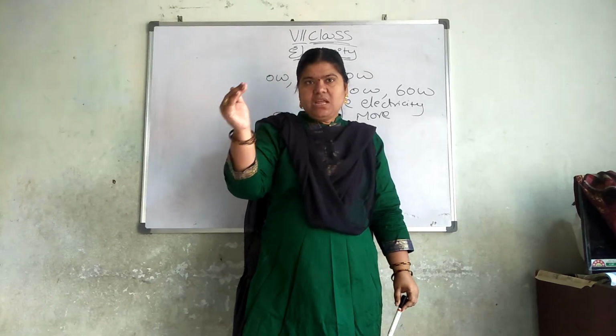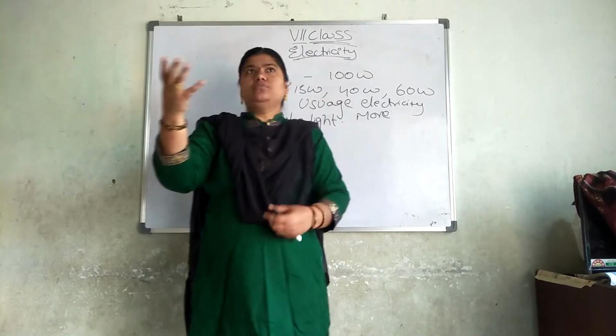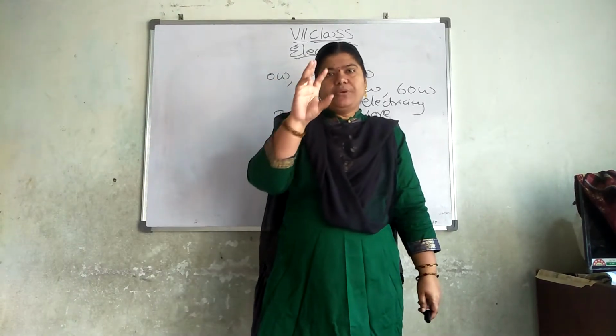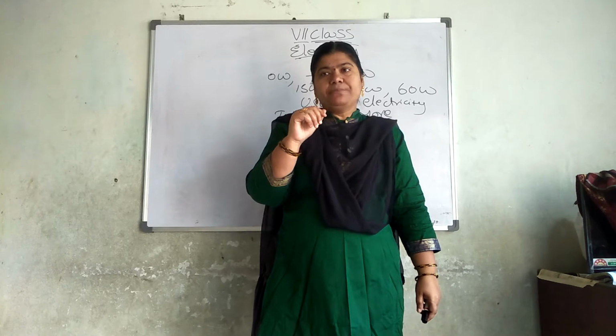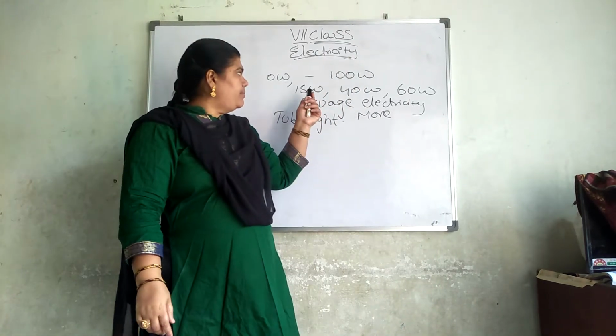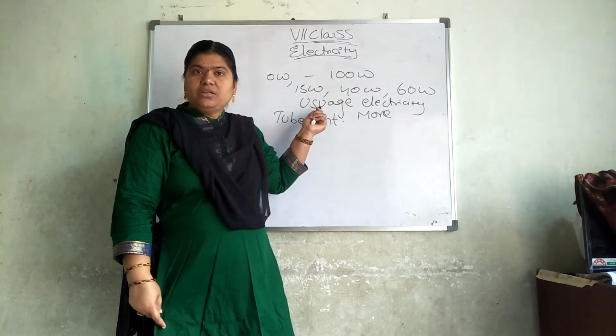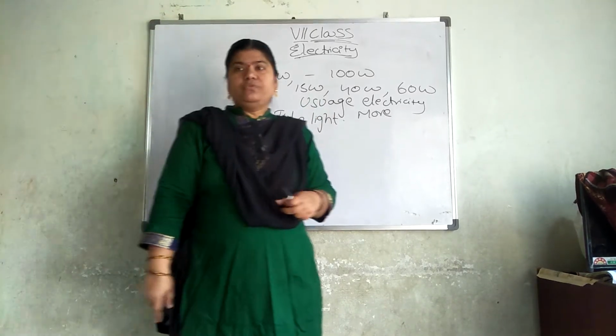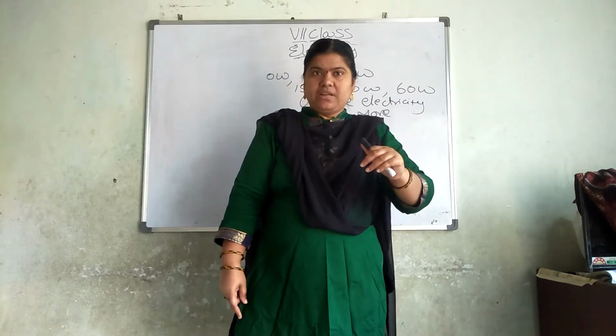Instead of bulbs, in bathrooms, outside, wherever we see, in olden days mostly the people used bulbs. So what will happen because of that bulb? The current will be more, the electricity will be more. So what do we have to do? We are using tube lights to reduce that.